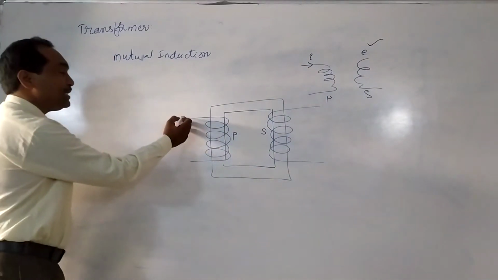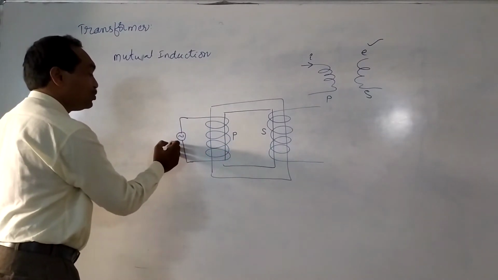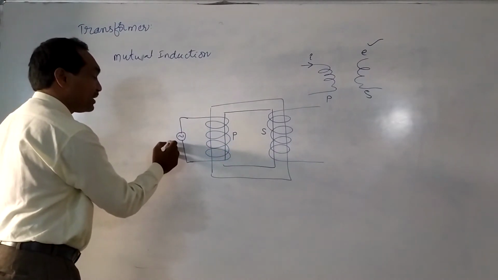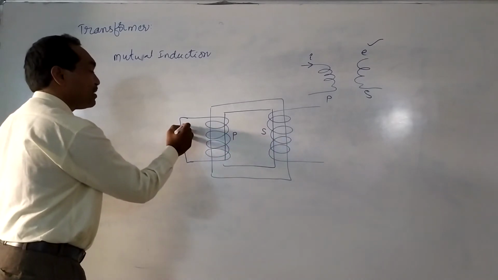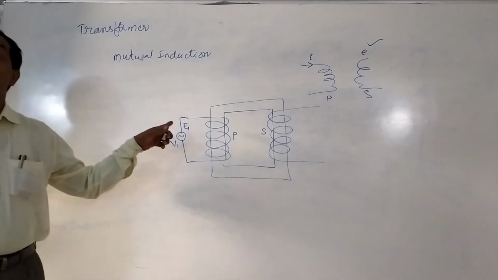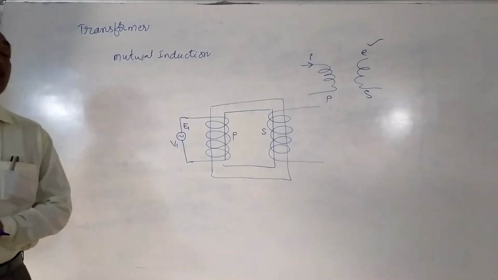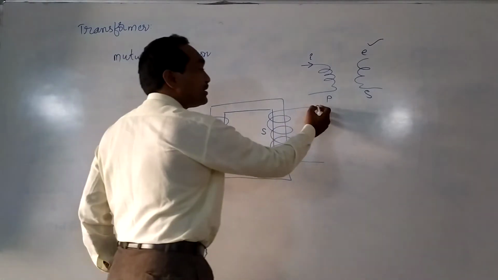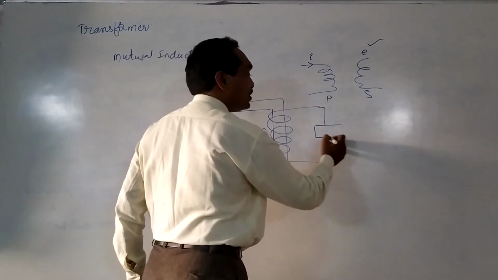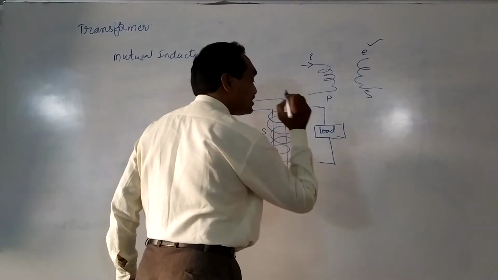This primary coil is connected to the input source, that is alternating current, whose potential is taken as V1. Of course, its EMF may be taken as E1. That is alternating current because the transformer works only with alternating current. The secondary coil is connected to the load. What is this load? Load is nothing but where the application will be used.